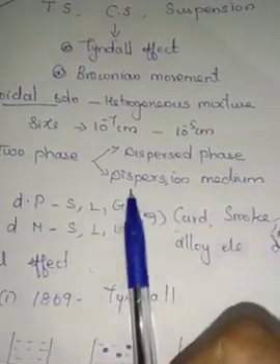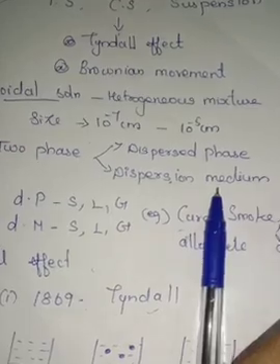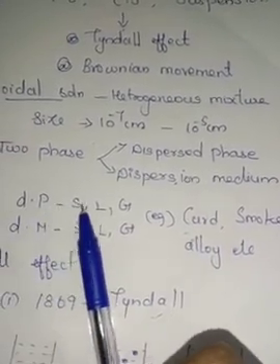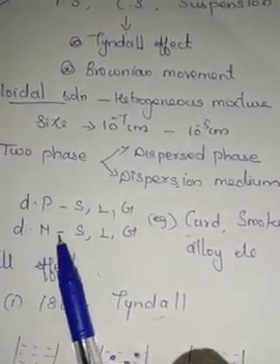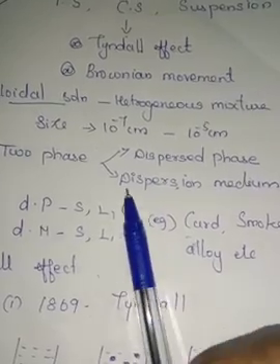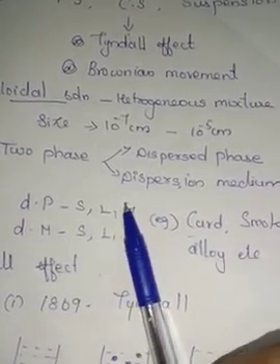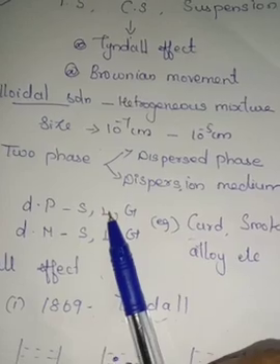And this colloidal solution has two phases: one is the dispersed phase and the other is the dispersion medium. The dispersed phase may be solid, liquid or gas. The dispersion medium also may be solid, liquid or gas. They combine with each other. For example, solid in solid, example alloy.